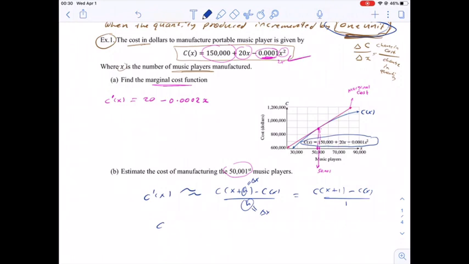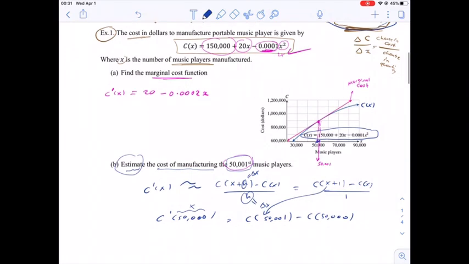Now if we want to find c prime, just as an estimation, we want to estimate the cost of manufacturing the 50,001st music player. That means we can find the derivative at 50,000, because those are very close to each other, and that's just the tangent line touching the curve at that point. So the derivative here is c of, we just substitute the value of x, so it's 50,001 minus c of 50,000.